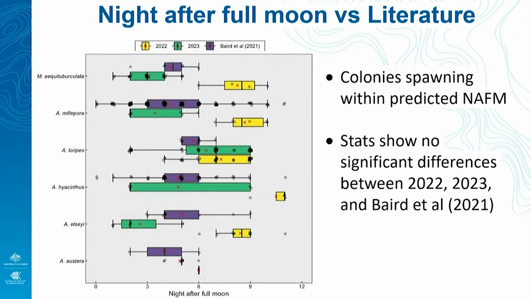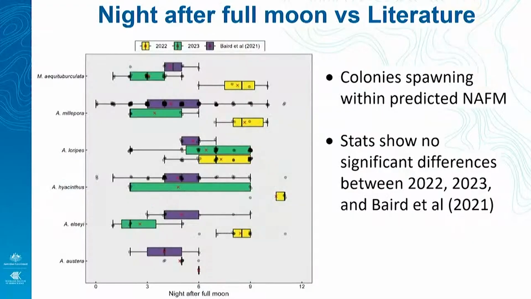What's really striking to me is when we analyse the data, the night after full moons are spawning within the predicted times in the literature, and we're using the Baird et al. spawning database. So even though these corals have never seen the reef, they've never even seen natural sunlight because they're held in captive indoor aquaria, they're still so synchronised into these environmental conditions that we're providing them that they're spawning within that expected range. And the statistics that we've run have shown no significant differences between years and the literature.